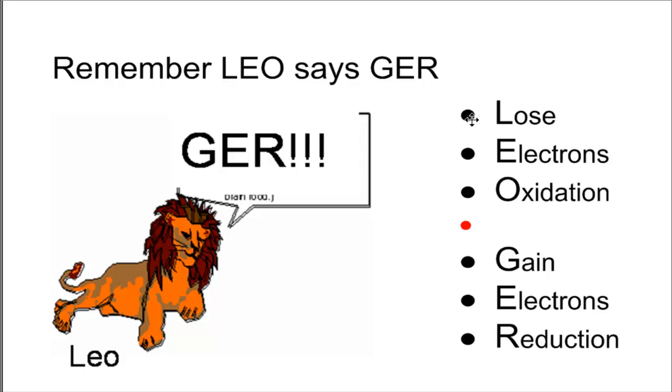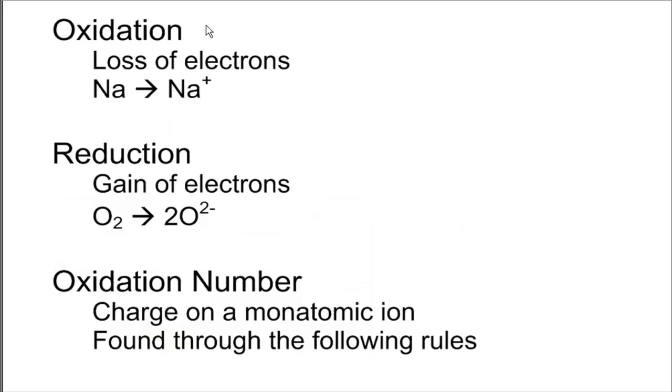Okay, so here's Leo. So when you lose electrons, you're oxidized. Gaining electrons means you've undergone reduction. So remember, Leo says grr. Oxidation is the loss of electrons. For example, if you take a sodium atom, it loses an electron, it forms a sodium ion. Reduction is where you gain electrons. So for example, oxygen is going to gain electrons to become oxide.